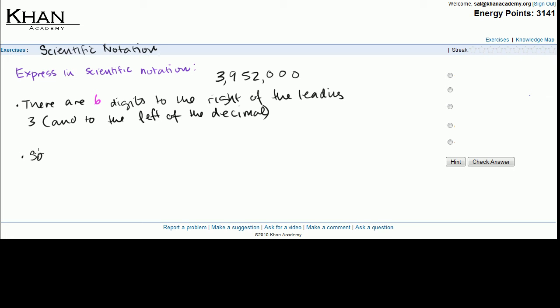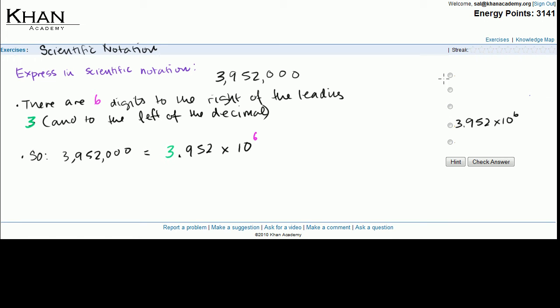So 3952000 is equal to, and we could even put the leading 3 here. The leading 3, we could do it in green, is equal to 3.952 times 10 to the 6th power. And for the different choices, we obviously have to put the correct choice, 3.952 times 10 to the 6th.